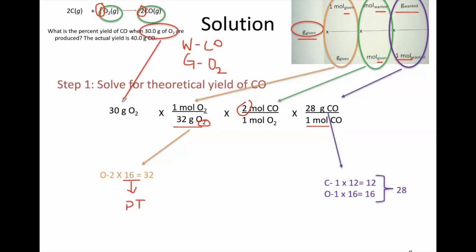So now what we're ready to do is we're ready to cancel out all these units. Grams O2 cancels out grams O2. Moles O2 cancels out this moles O2 down here. Mole CO cancels out this mole CO, and we're ended up with grams of CO, which is what we wanted. We want grams of CO. So then multiply across, so 30 times 1 times 2 times 28, and then go back and divide. Divided by 32, divided by 1, divided by 1. So the answer there is 52.5 grams of carbon monoxide.